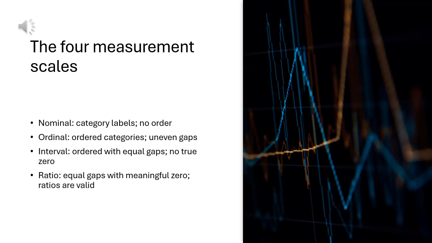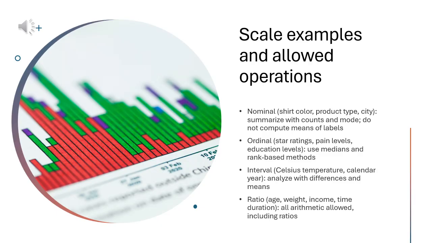You choose analysis by the scale. Choose plots and statistics that respect scale properties. Misuse causes wrong summaries and claims. Match each scale to common examples and allowed operations. Nominal, shirt color, product type, city of residence. Operate by counting and mode. Ordinal, star ratings, pain levels, education levels. Operate by medians and ranks.